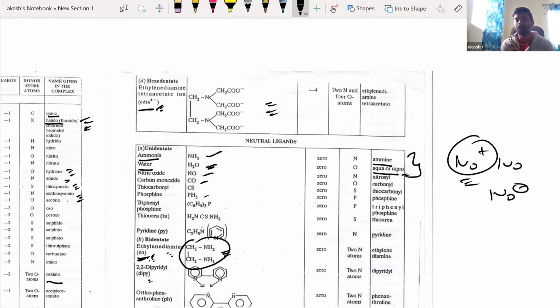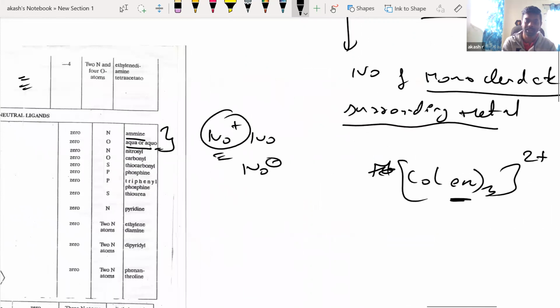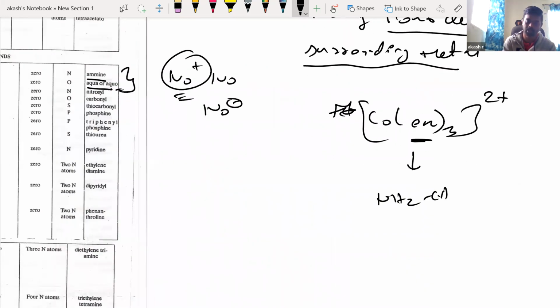Because all these formulas are very big, we will not be able to represent them in the coordination sphere. So rather we'll be using their shortcuts or symbols for these big molecules. When I say en, it is nothing but ethylene diamine, that is NH2, CH2, CH2, NH2.